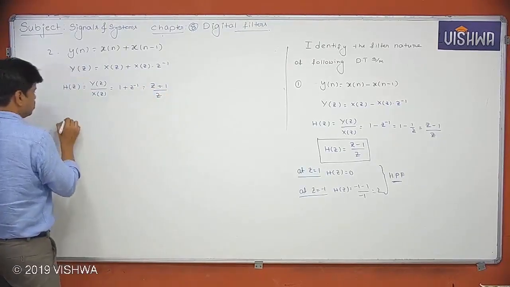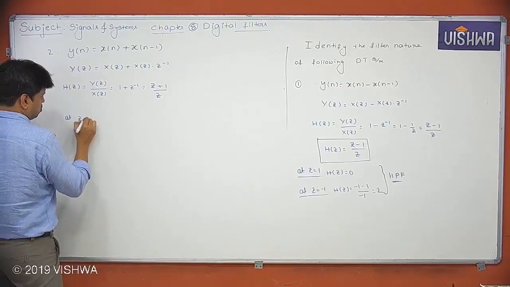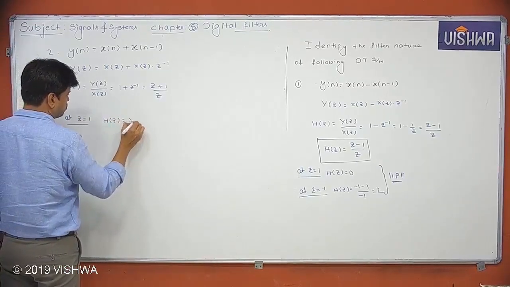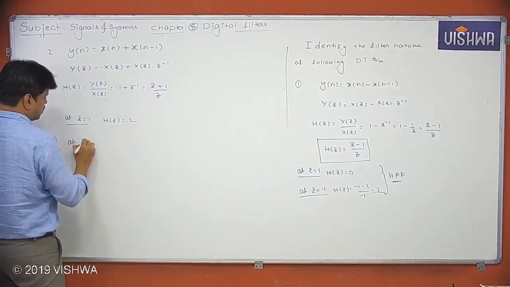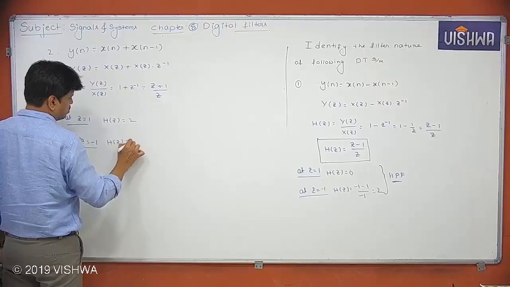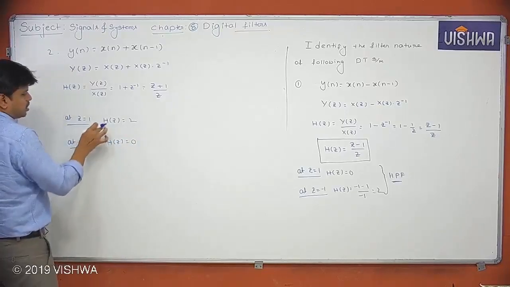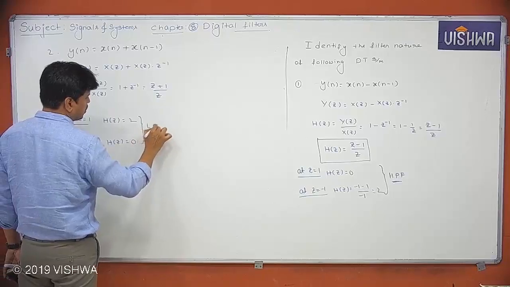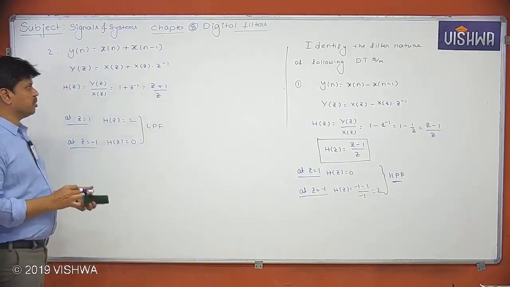At z is equal to 1, low frequency, what is H of z? It is 2. At z is equal to minus 1, high frequency, H of z is equal to 0. So it is allowing low frequencies, not allowing the high frequencies. So it is a low pass. It is a low pass filter.